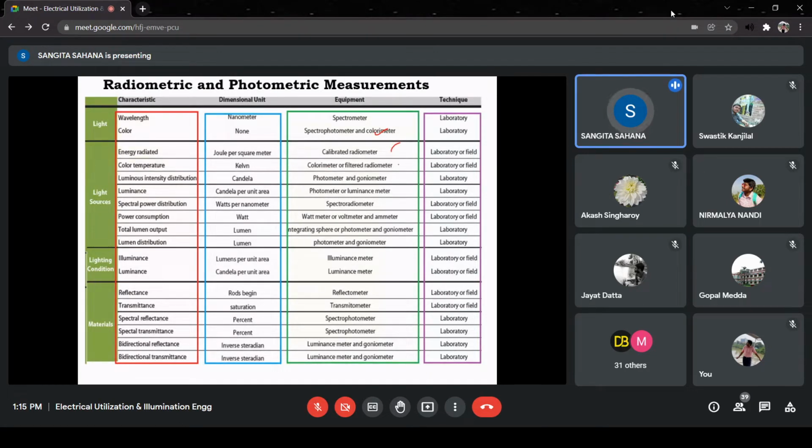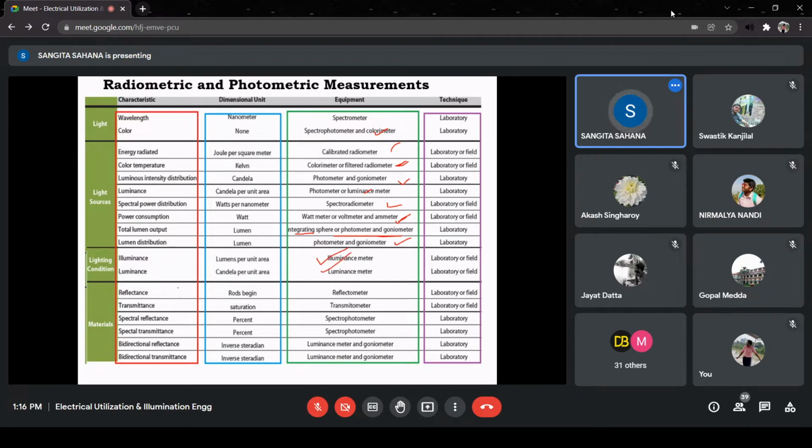Color temperature or CCT, probably you have seen that meter, right? For measuring the CCT. Then for luminous intensity distribution, we have goniophotometer. For luminance, we have luminance meter. For SPD, we have spectroradiometer. Power consumption, wattmeter. Voltmeter, ammeter, we know these are electrical parameters. Then lumen output, we can use an integrating sphere or goniophotometer or photometer. Lumen distribution, again goniophotometer. Illuminance, this is called lux meter and luminance meter.